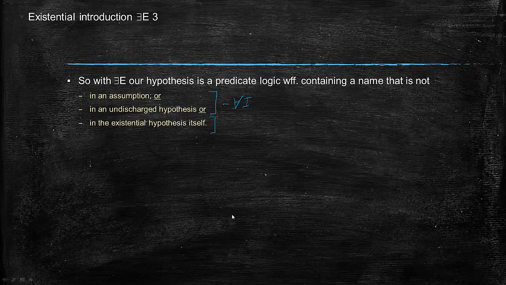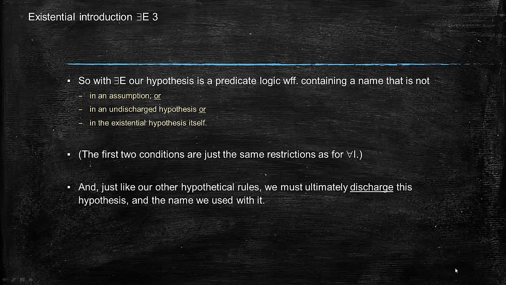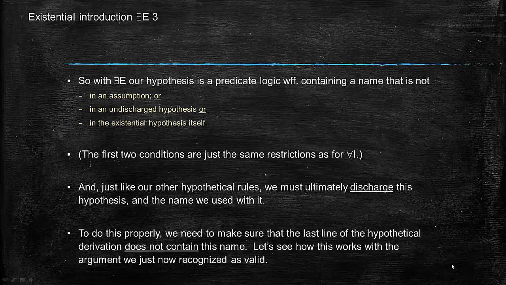So effectively, our proof is our little universe, right? If the name doesn't occur in an assumption or in an undischarged hypothesis or in the existential hypothesis itself, then we've safeguarded ourselves from making inferences that use information that is specifically about some particular individual. So just like with our other hypothetical rules, we have to discharge the hypothesis. And in doing so, we discharge the name we used with it. So to do this properly, we need to make sure that the last line of the hypothetical derivation does not contain this name.